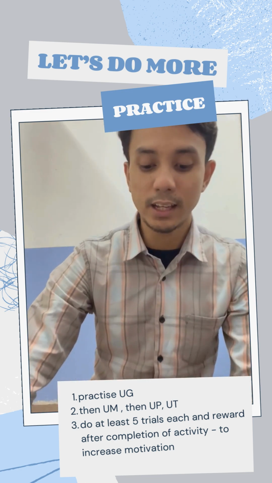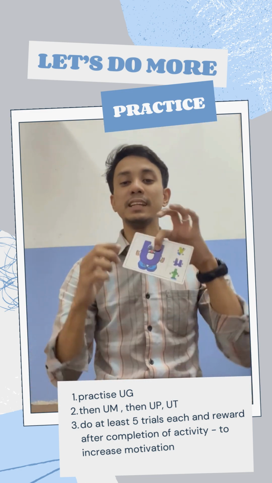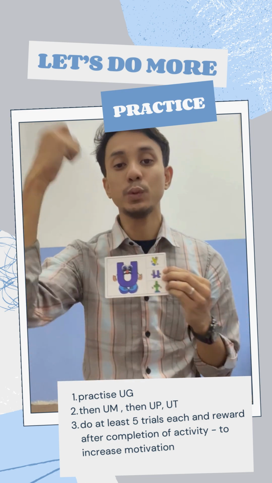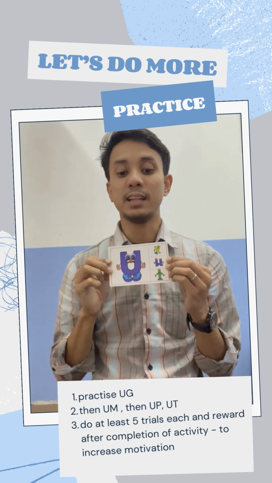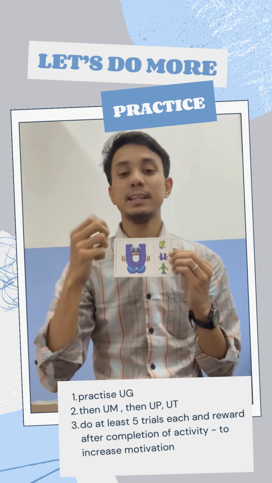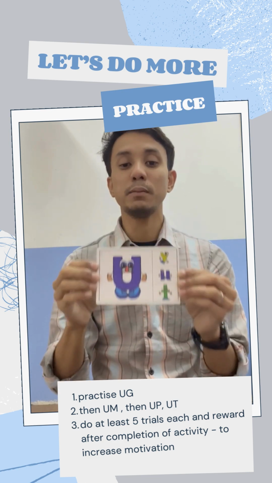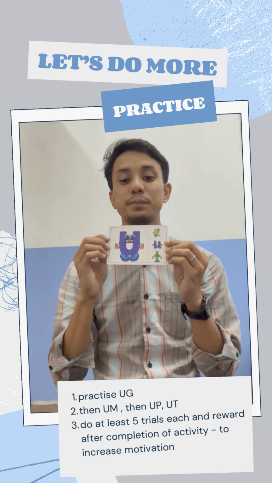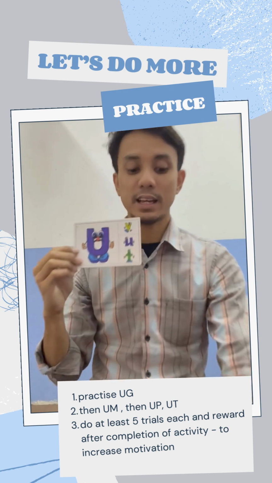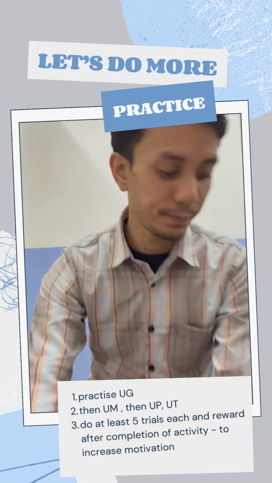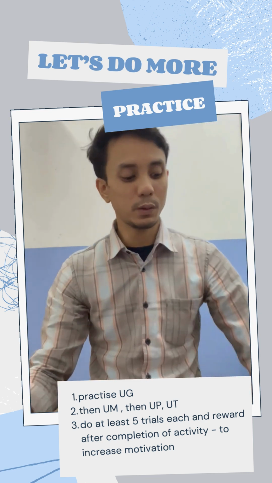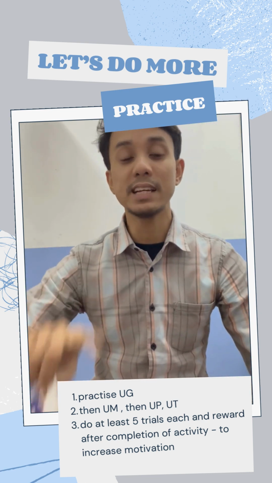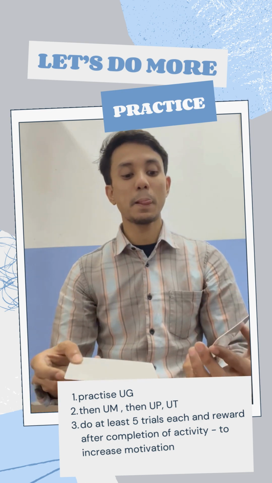And then you flip the U again, and you sing together with your children, and then you let them sing by their own. So this is the U and G, and then you proceed with the rest of the alphabets.